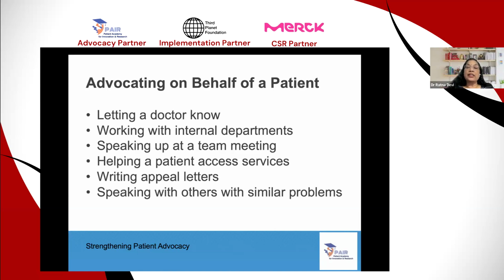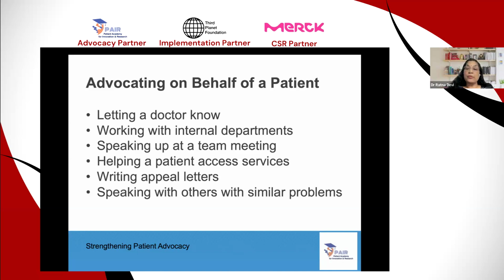Then working with the internal department. So while you would want to advocate with your doctor, going to the lab, going to the radiology department, talking to the nurse or to the physician assistant and letting them know that you have certain questions would be a good idea because it is possible that many questions might be answered by them. And having those answers would make you better prepared to have a conversation with your doctor.